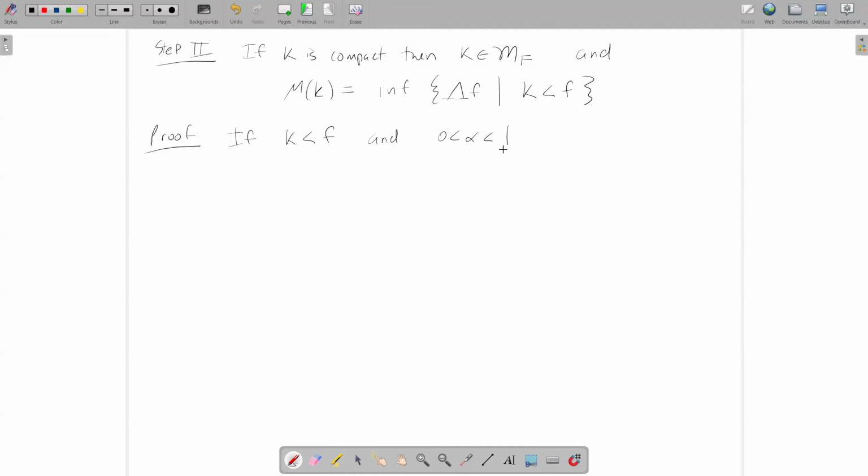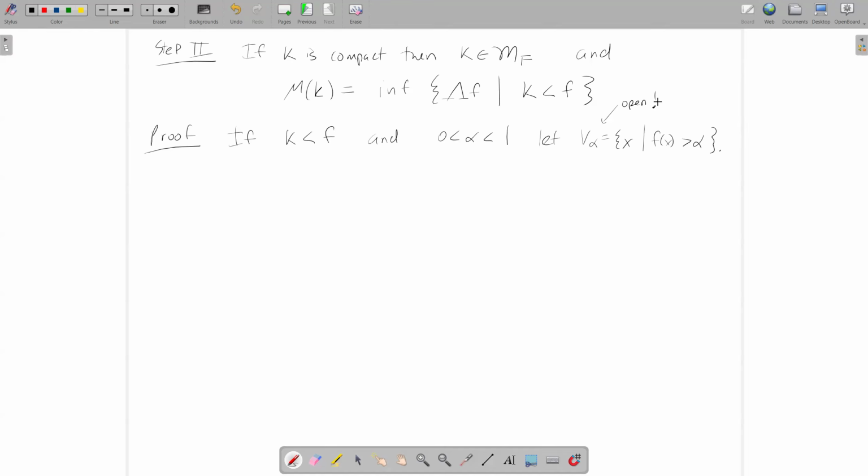Anyway, so we have this alpha and we let V_alpha be the set of all x such that f of x is greater than alpha. Okay, so that's V_alpha. Okay, and by the way, f is a continuous function. Okay, so these are open. Just FYI, right? Because f is a continuous function, these are open. Okay.